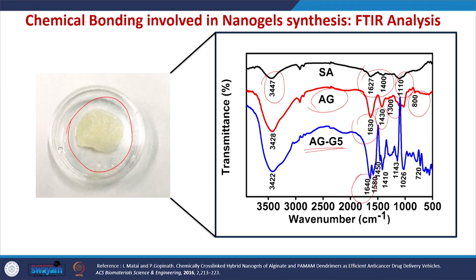Also, you can notice the amide linkage bond formation at 1580, and internal CH2 groups of PAMAM can be observed at 1450 and 1410. Here you can observe the CN vibration as the amide group is introduced in the AgG5 structure, and this 720 represents the CH bending vibration. The formation of cross-linked AgG5 nanogels was justified by this FTIR analysis.